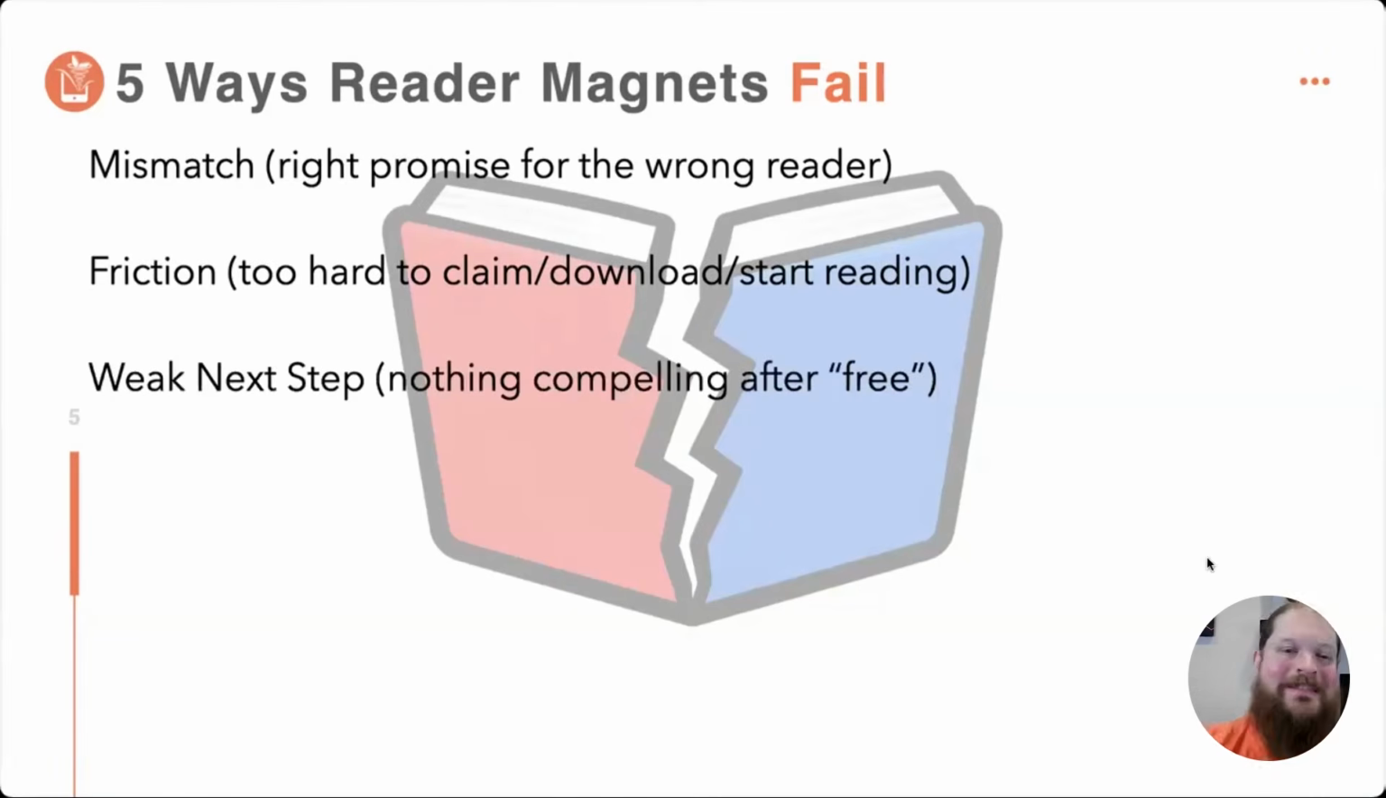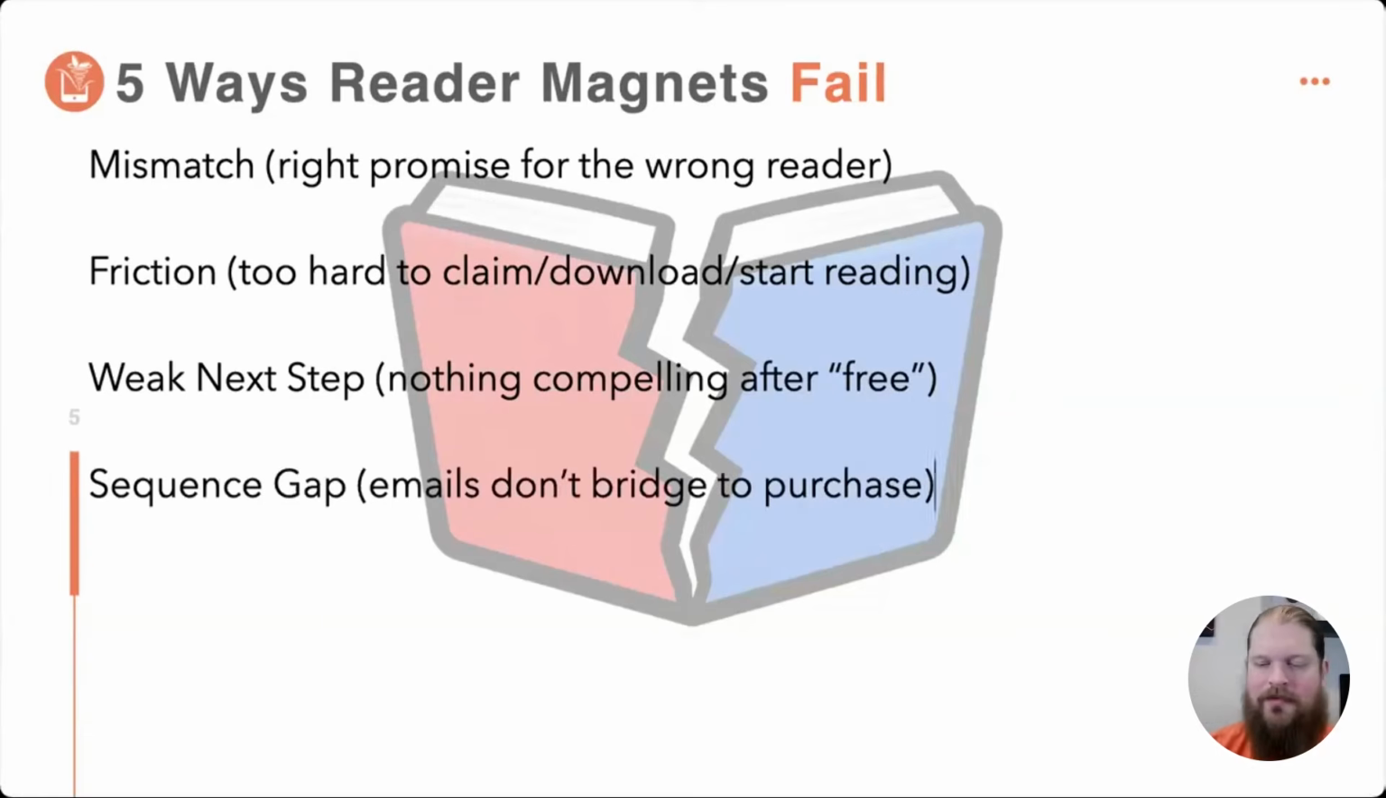There's a weak next step. There's nothing compelling after the free part of the reader magnet. There's no clear signal to them what they have to do, or there's too many signals, right? Do this and this and this and this. We'll talk about that and how that can affect things.